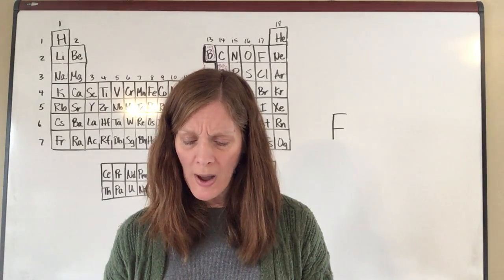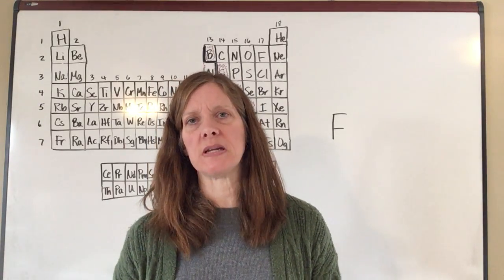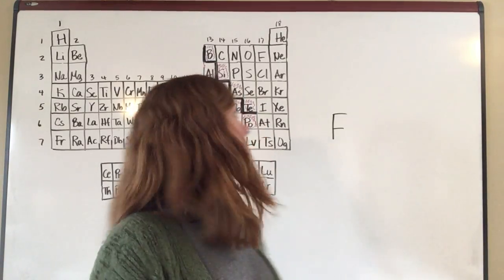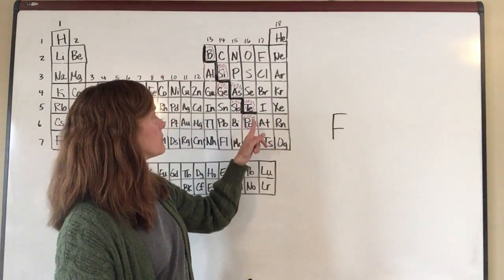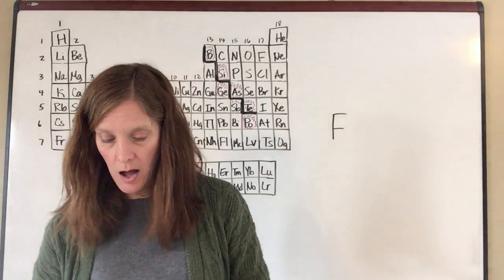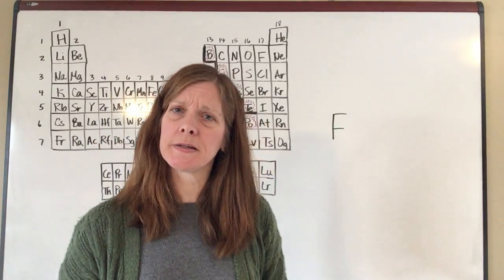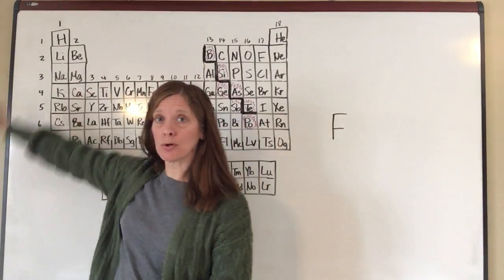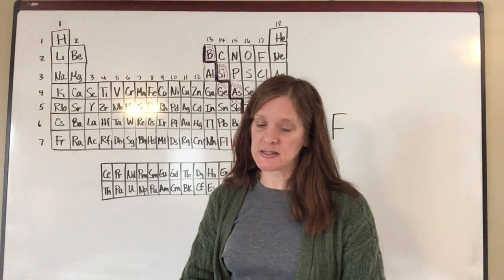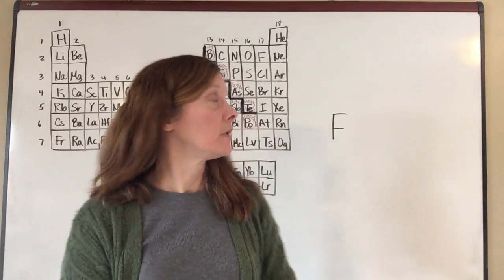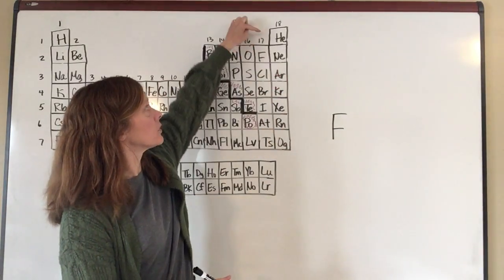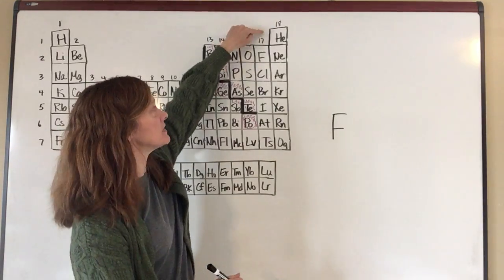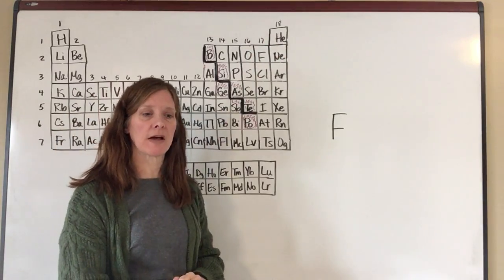How would we classify fluorine? Is it a metal, is it a non-metal, or is it a metalloid? Well, it's to the right side of this heavy stair-step line, so that means that it is a non-metal. What period is it in? Hopefully you said period 2. How many valence electrons does it have? Yeah, valence electrons come from the group number, and it's in group number what? Yeah, it's in group number 17, so it's going to have 7 valence electrons.